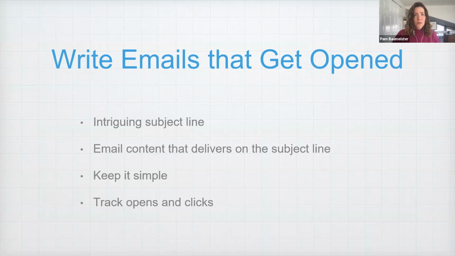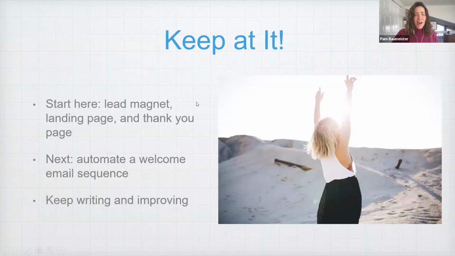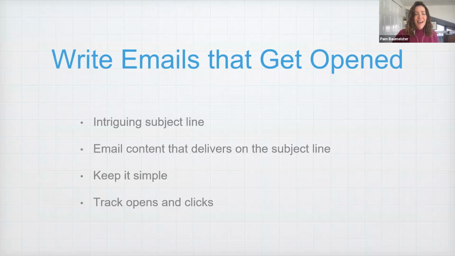Okay, let's talk about this. We will continue to roll along. Oh, wait, go back. Okay, so emails that get opened. We talked about this. Intriguing subject line, right? Write 10 to 20, discipline yourself. Email content that delivers on the subject line, which means that if your subject line says, put down your coffee right now and read this, then you're going to want to follow up and say, here's why what I'm sharing is more important than your coffee, or something like, this is going to wake you up more than a cup of coffee. Okay. You want to keep it simple.